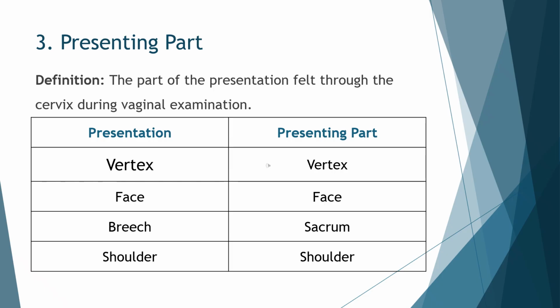Dear students, let us now discuss the presenting part. The presenting part is the specific part of the presentation that can be felt through the cervix during a vaginal examination. In simple words, it is the exact part of the baby that the examiner can touch and identify during labor. For example, in vertex presentation, the presenting part is the vertex. In face presentation, the presenting part is the face. In breech presentation, the presenting part is usually the sacrum, and in shoulder presentation, the presenting part is the shoulder.